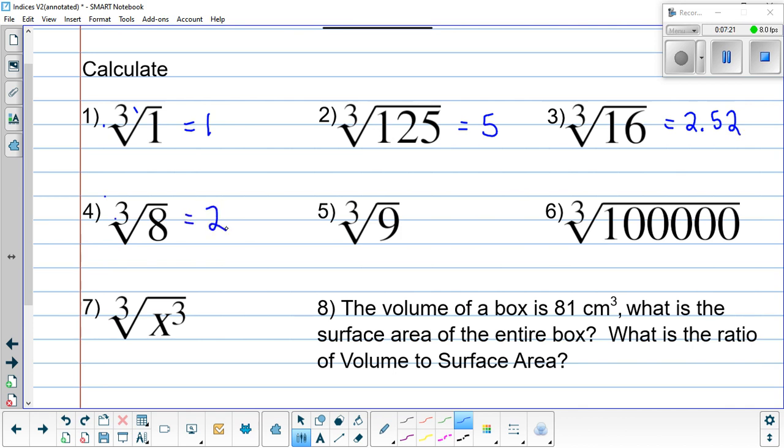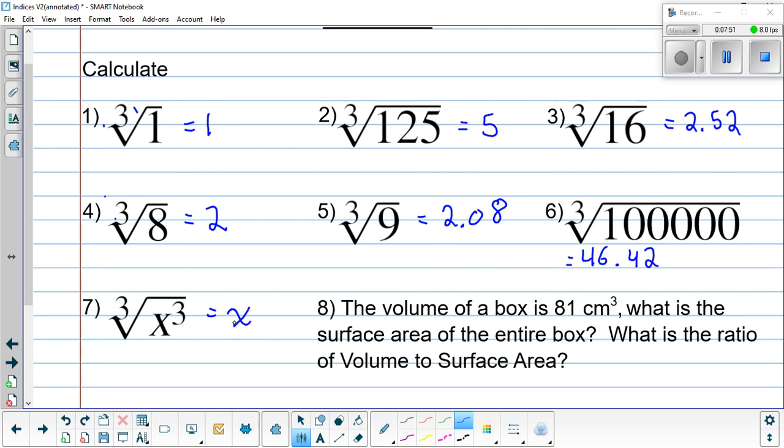Cube root of 8 is 2. Cube root of 9, once again, this is going to be one of those ones where they try and throw curveballs, is actually 2.08, right? And then we have the cube root of 100,000, which is 46.42. And lastly, the cube root of something cubed just gets back our base of x.